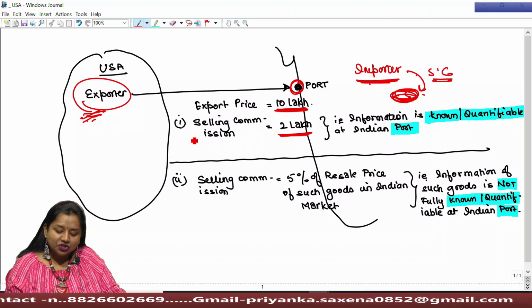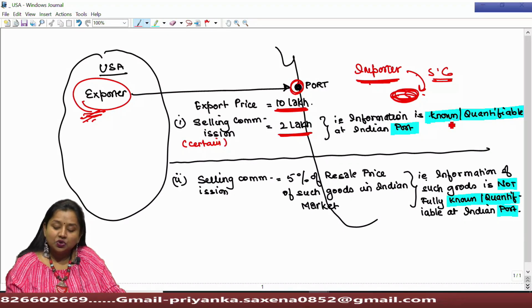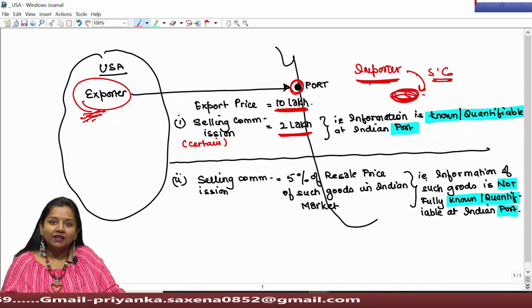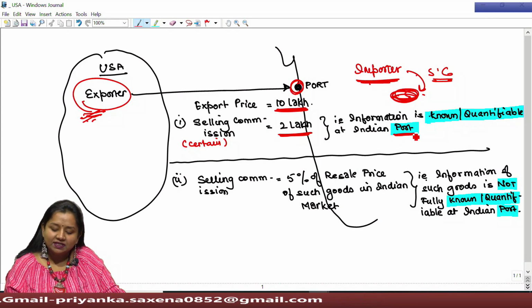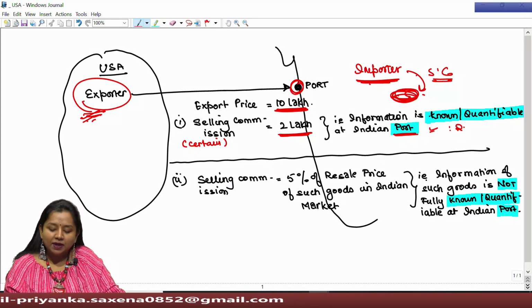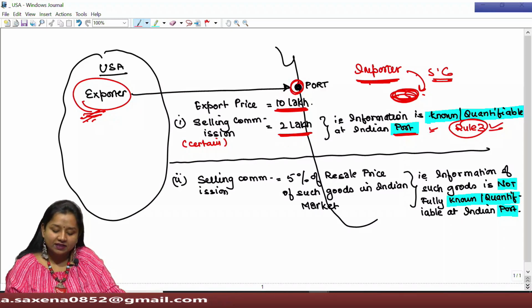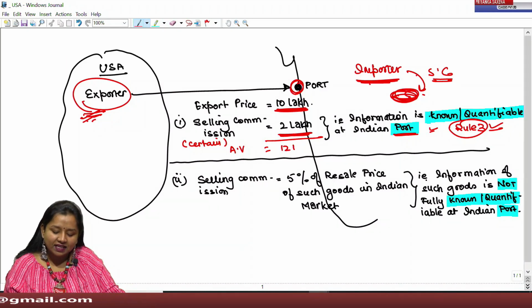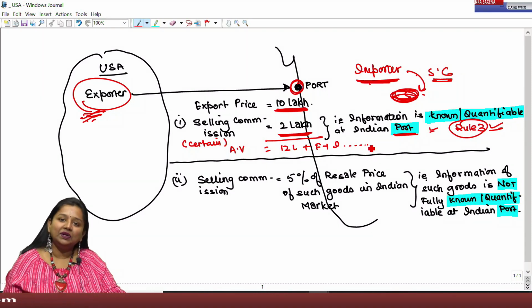Since the commission is certain, known and quantifiable, its amount is quantifiable at the Indian port itself. Therefore, the lawmaker says Rule 3 can be applied. That is, while computing the assessable value, such quantifiable information shall get added in the assessable value along with freight and insurance given under Rule 10(2).